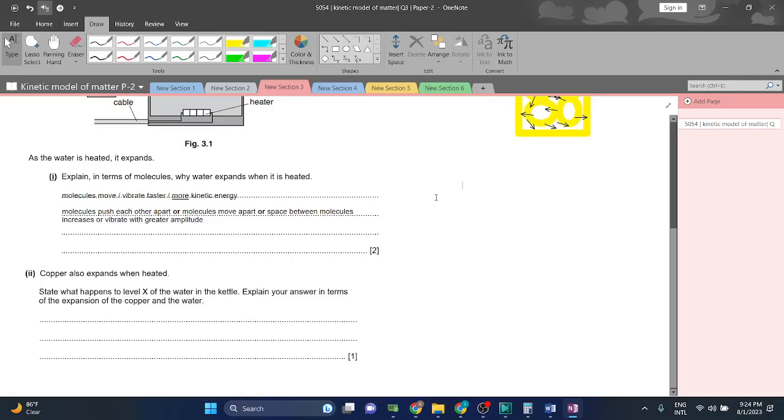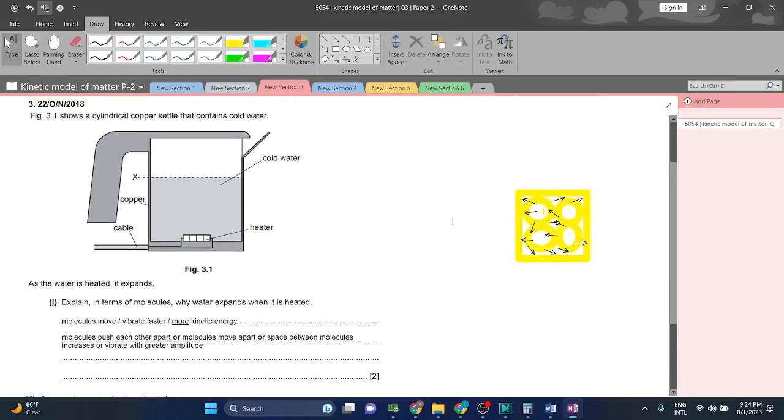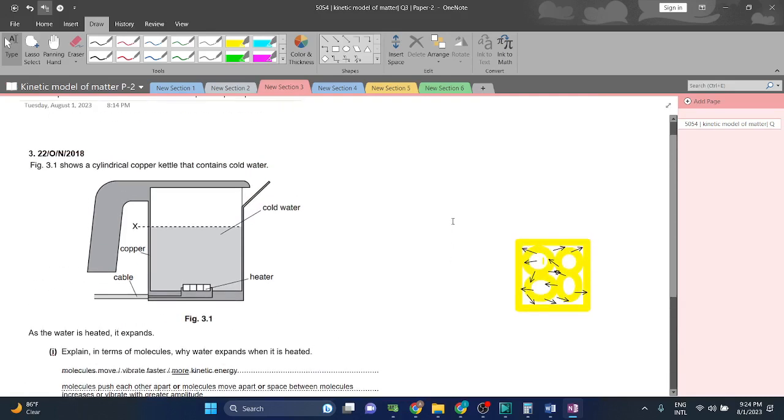Copper also expands when heated. State what happens to the level X of the water in the kettle. Explain your answer in terms of expansion of the copper and water. So, as I told you earlier, this phenomenon is called thermal expansion.